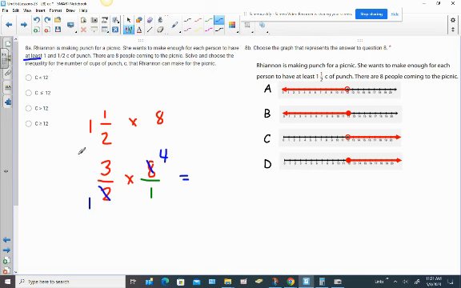Now, a quick review of the symbols. This is the less than symbol. This means less than or equal to. This is the greater than symbol, and this is the greater than or equal to symbol.